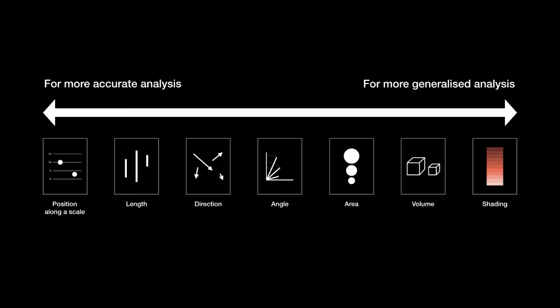Now, if we were to put these on a scale of their usefulness, on one side we have the visual encoding methods that are more useful for making accurate analysis and to more accurately compare values, while on the other side we have visual encoding methods which are better for more general analysis, for seeing a more big picture of the data. So that's a basic view of visual encoding methods.